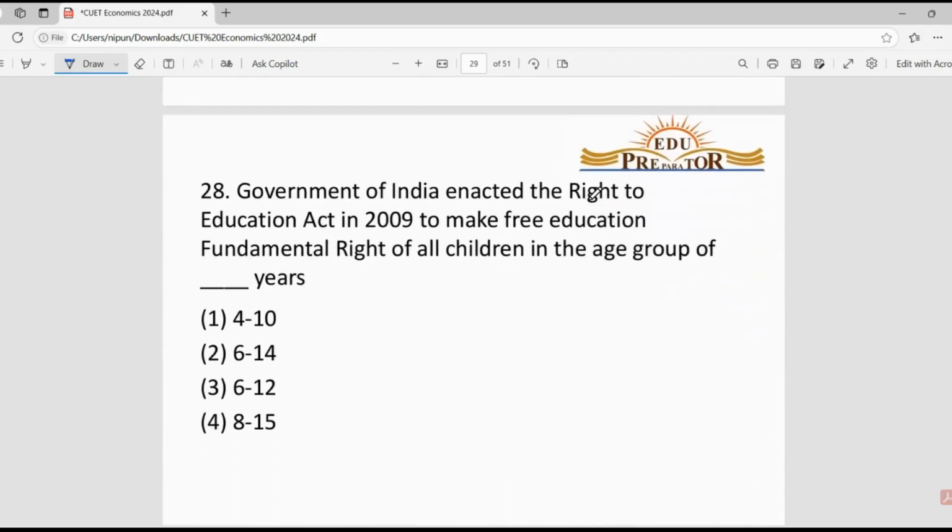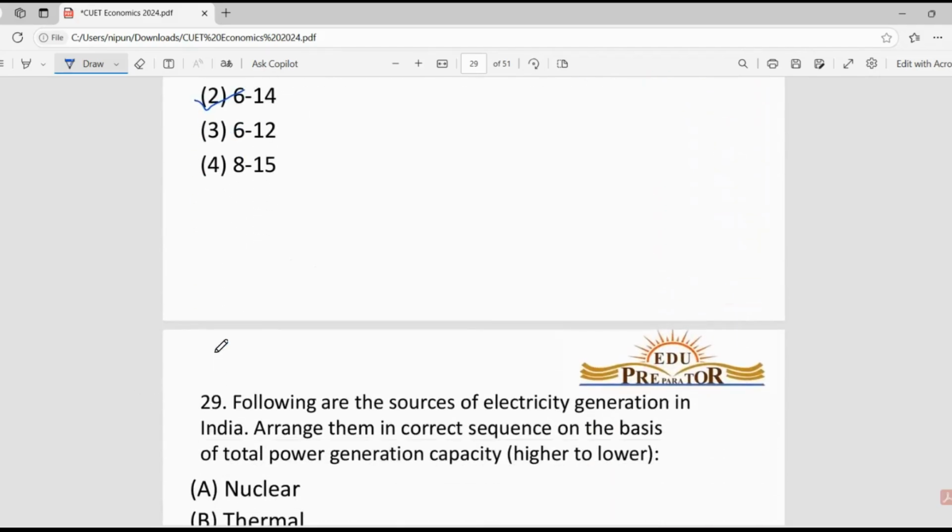Government of India enacted Right to Education Act in 2009 to make free education fundamental right for all the children in the age group of, this is the question from Human Capital Formation, you are aware, 6 to 14 years. RTE, Right to Education, makes it mandatory for the government to provide free and compulsory education to all the children in the age group of 6 and 14. So the correct answer is option number 2.